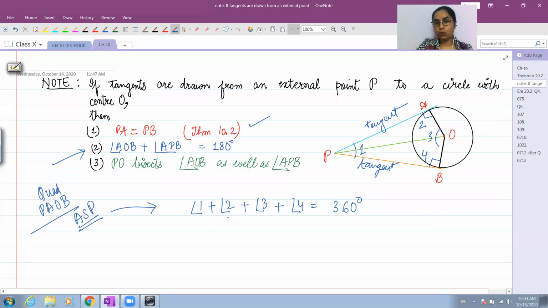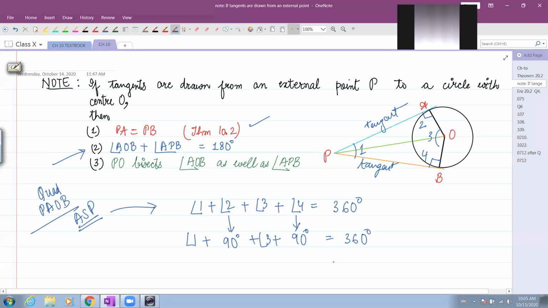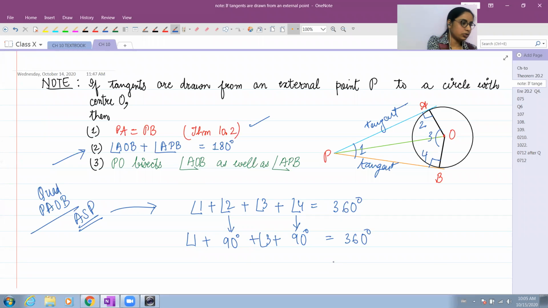But out of these four angles, angle 2 is 90 degrees, angle 4 is 90 degrees, because at the point of contact, the tangent is perpendicular to the radius. From here, I think you can conclude what I have written in the note as point number 2. Is that correct? Yes, ma'am. This is a question in your exercise. Or sometimes, I don't think this actually, no, this is not a question, but this could be asked, that the angle formed by the points of contact with the center and with the external point, they are supplementary.